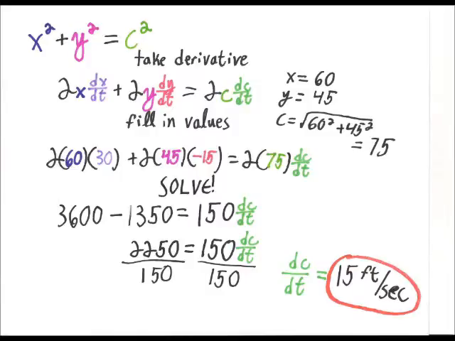Since the rates from the beginning of the problem were in feet per second, this one should have the same label. So the rate of change of the distance between car A and car B at this moment is 15 feet per second.